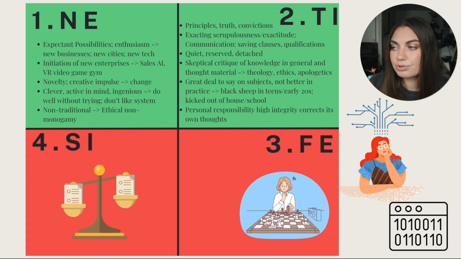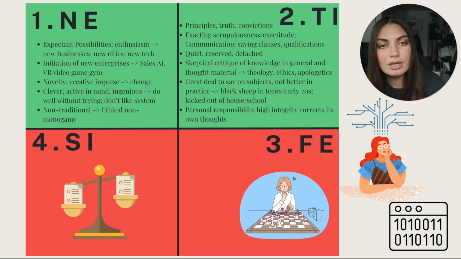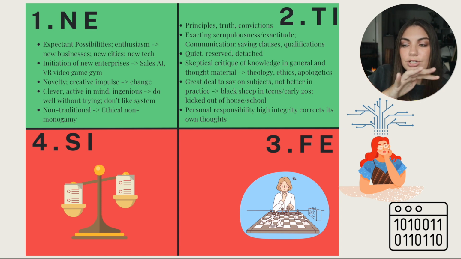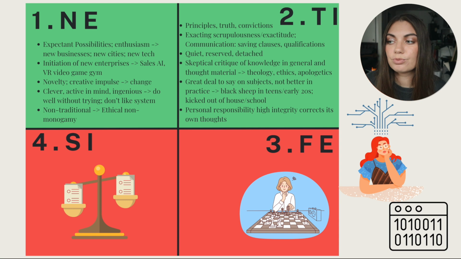So the number one word used with introverted thinking is principles. Principles came up so much by Carl Jung. So some important words associated with introverted thinking are principles, truth, convictions. There are a lot of quotes about there's an exacting scrupulousness, an exactitude. And there are quotes about how their communication style has a lot of saving clauses, qualifications. When you have these saving qualifications, it sounds like it depends, not all the times, but sometimes. And they include a lot of hedging, which really makes communication very precise.